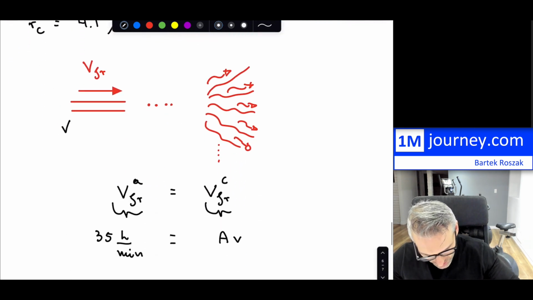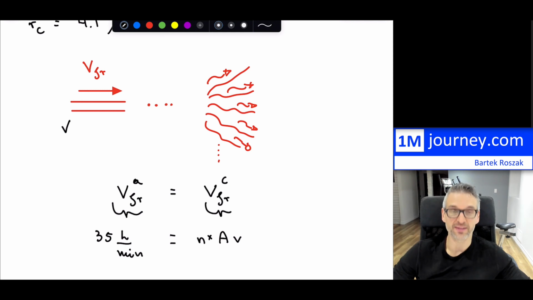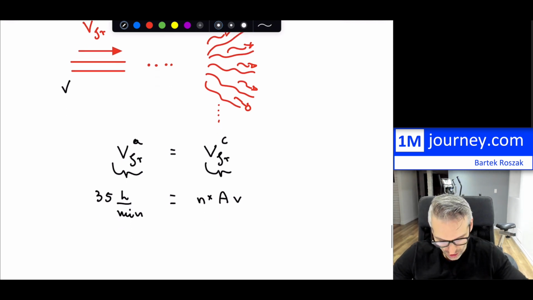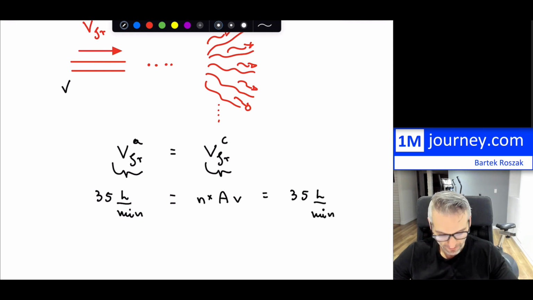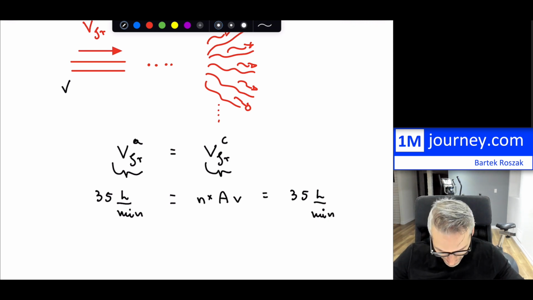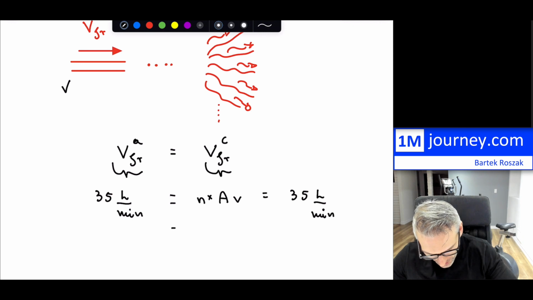So we don't have just one, so we're going to have to multiply this by n, and that n represents the number of capillaries. If you added all of them together, of course, that should sum up to 35 liters per minute amongst all of these. So let's take a look and see how we can come across this and figure this whole thing out. So we are after n.